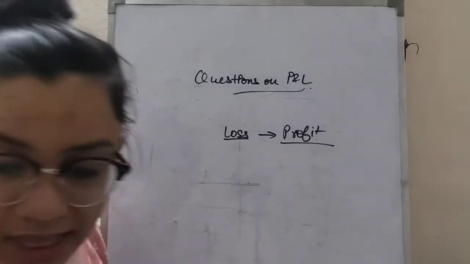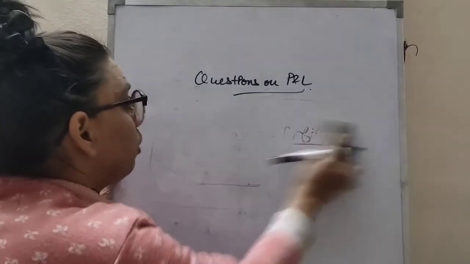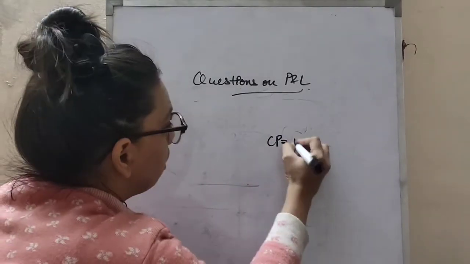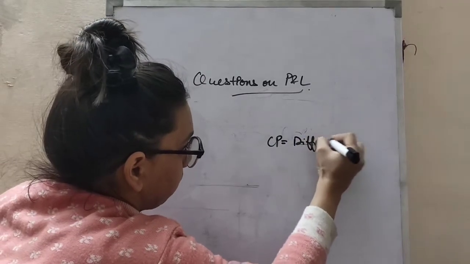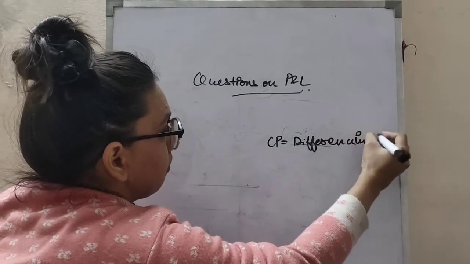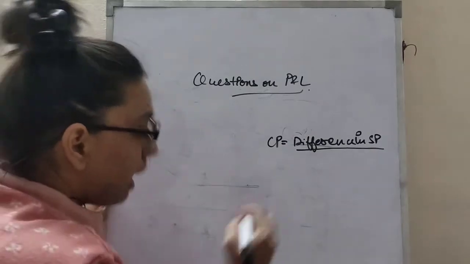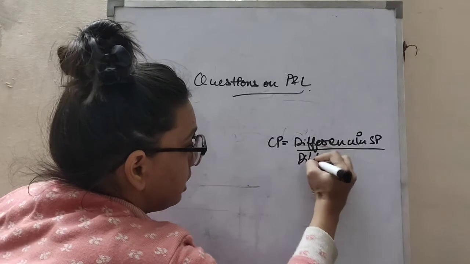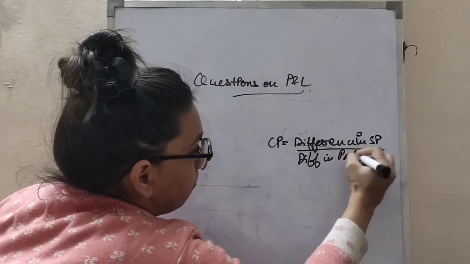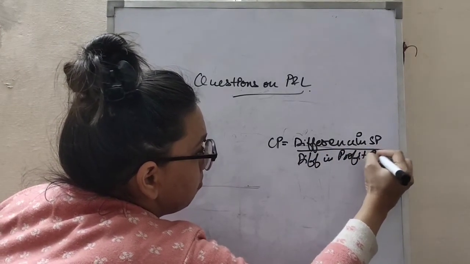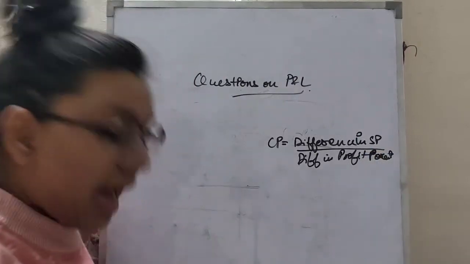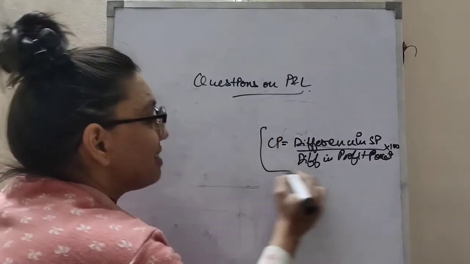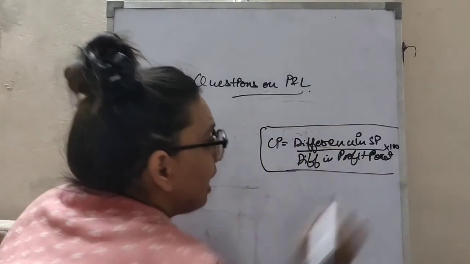So we will be using the formula that CP is equal to difference in SP divided by difference in profit percent, and then we will be multiplying it by 100, so you will receive the CP value.